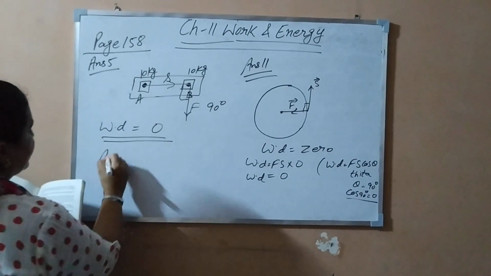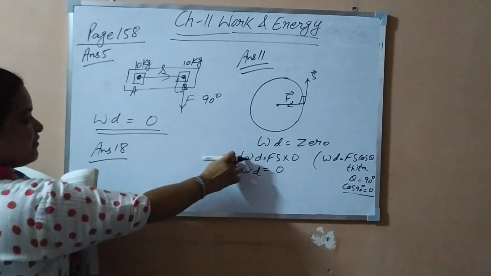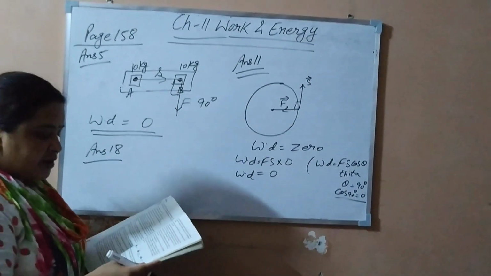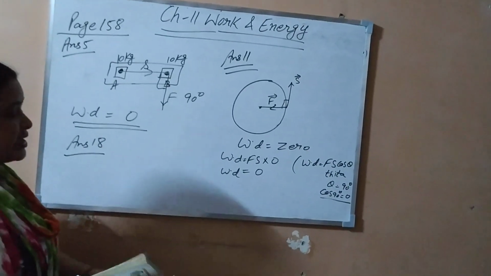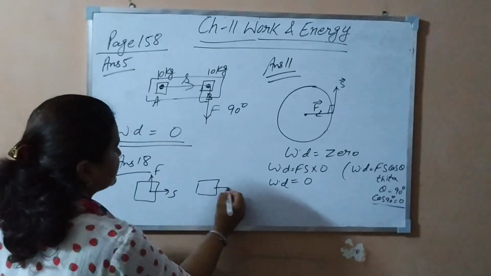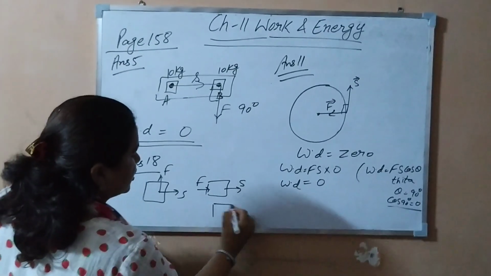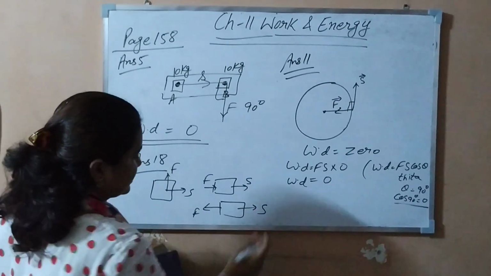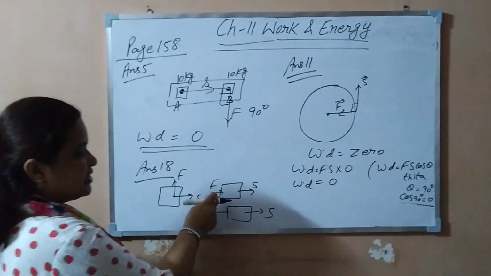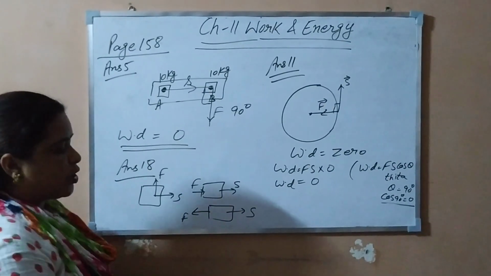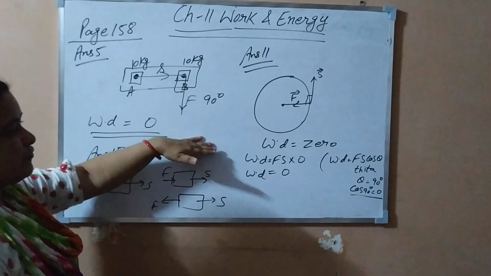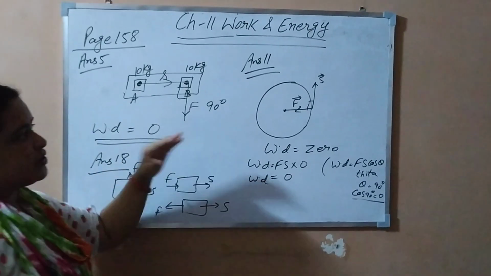Now question number 18 you can do by yourself. These also you have to do in your notebook. In 18 he has given you 3 figures, first, second and third. In them, this is S and this is F, again this is S and this is F, and in the third, this is F and this is S. You will observe by yourself where the angle is 90 degrees, 0 degrees or 180 degrees, and what the work done is, positive, negative or 0. So you have to do this by yourself. For today you have to do this work in your notebooks. Thank you and have a nice day.